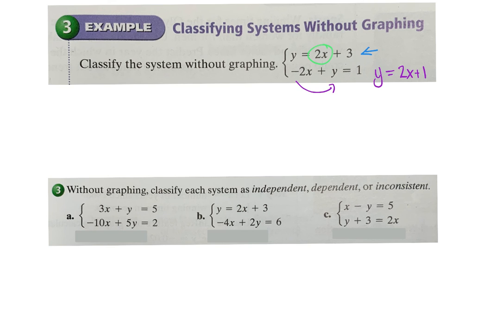What do you notice about your slopes? They're the same. So what type of lines do I have here? Parallel. One thing you need to be careful of: same slope but different y-intercept. If they had the same y-intercept, it would be the same line. So parallel lines here means that I am going to have no solution. No solution, which means it's going to be inconsistent.